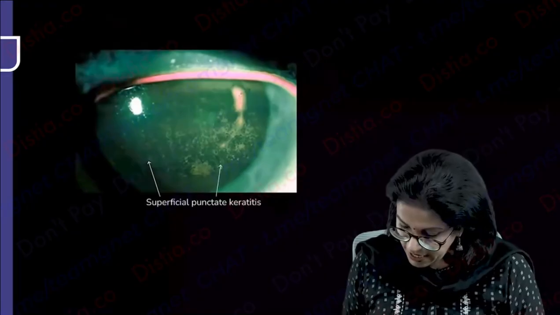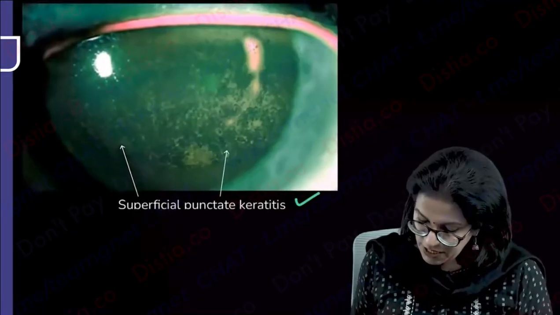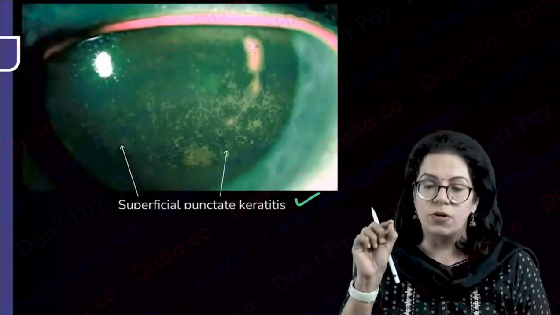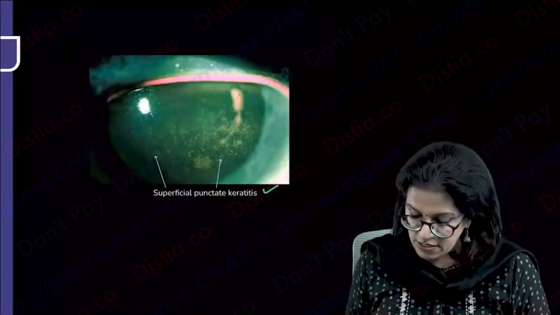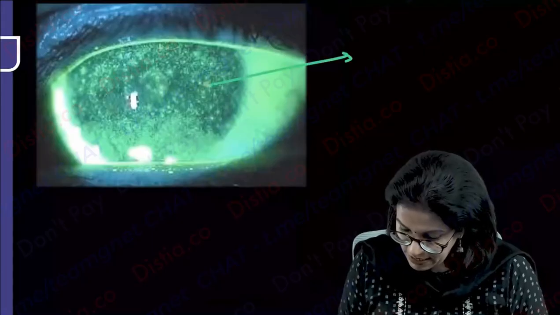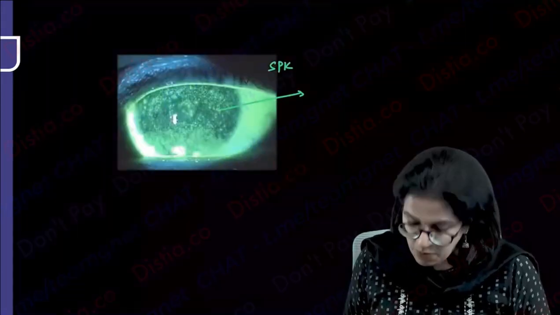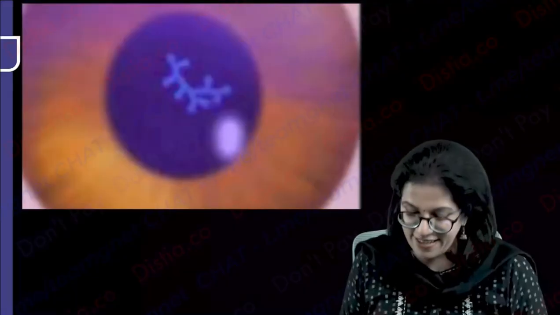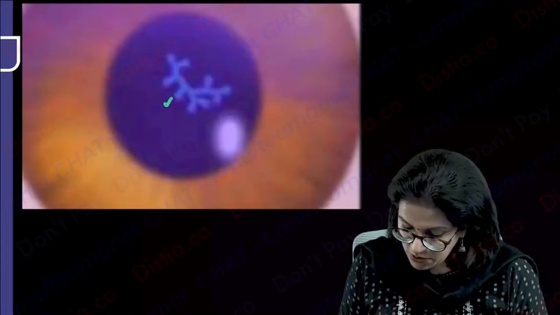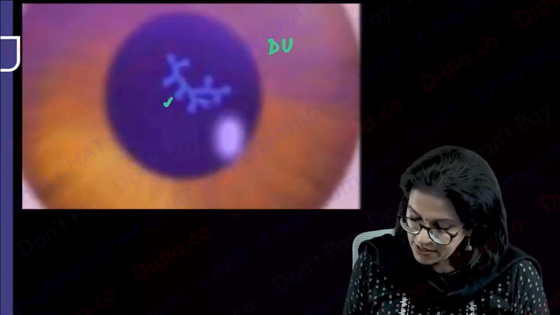What you're looking at is superficial punctate keratitis. Why do you call it punctate? It's all a dot-dot-dot type of presentation, all involving the epithelial layer. Again, it is the same superficial punctate keratitis, stained by fluorescein. What do you see here? We see a dendritic ulcer, and if you see, the ends are all round. So it's a typical dendritic ulcer.